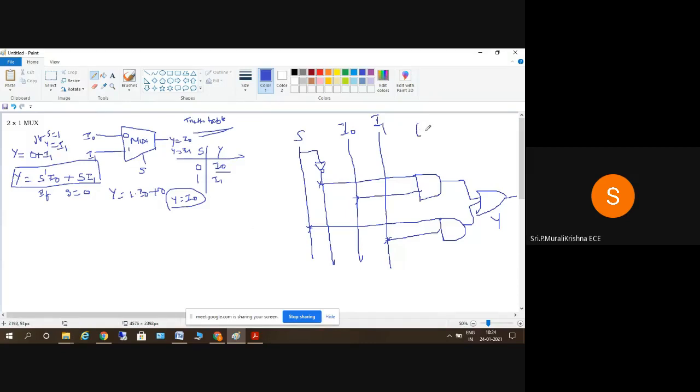Clear? Yes, sir. This is the logic diagram, and this is the block diagram, and this is the equation, and this is the truth table. Clear? So now we'll see the 4:1 multiplexer.